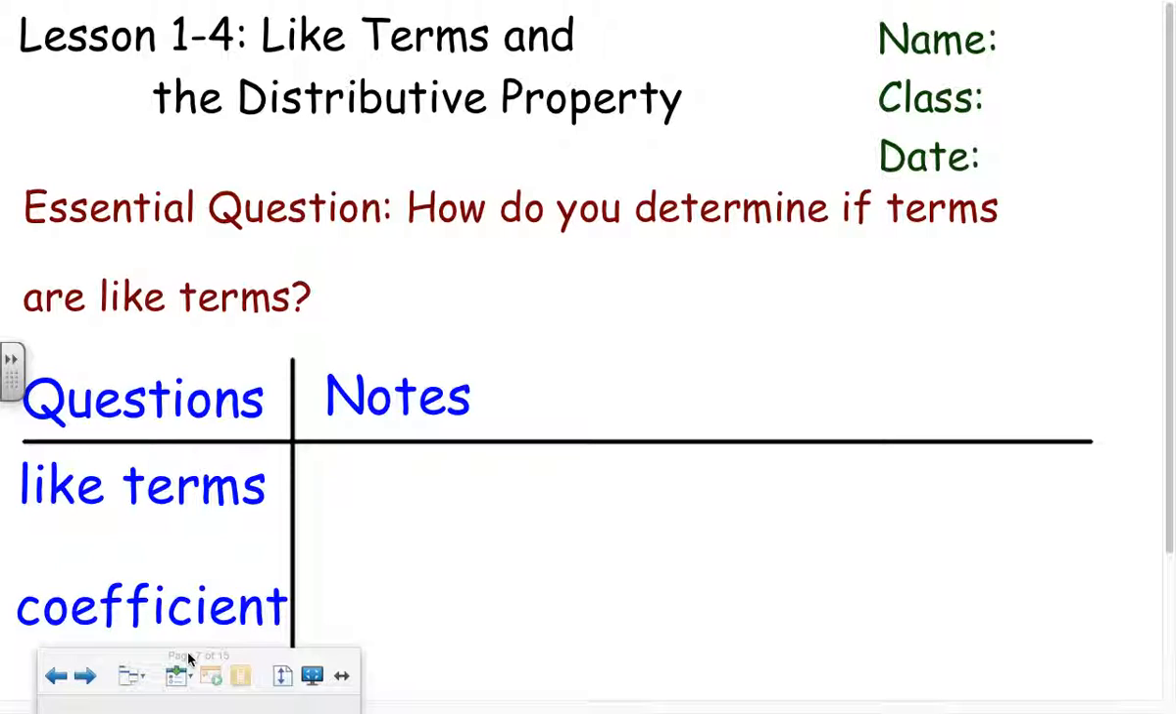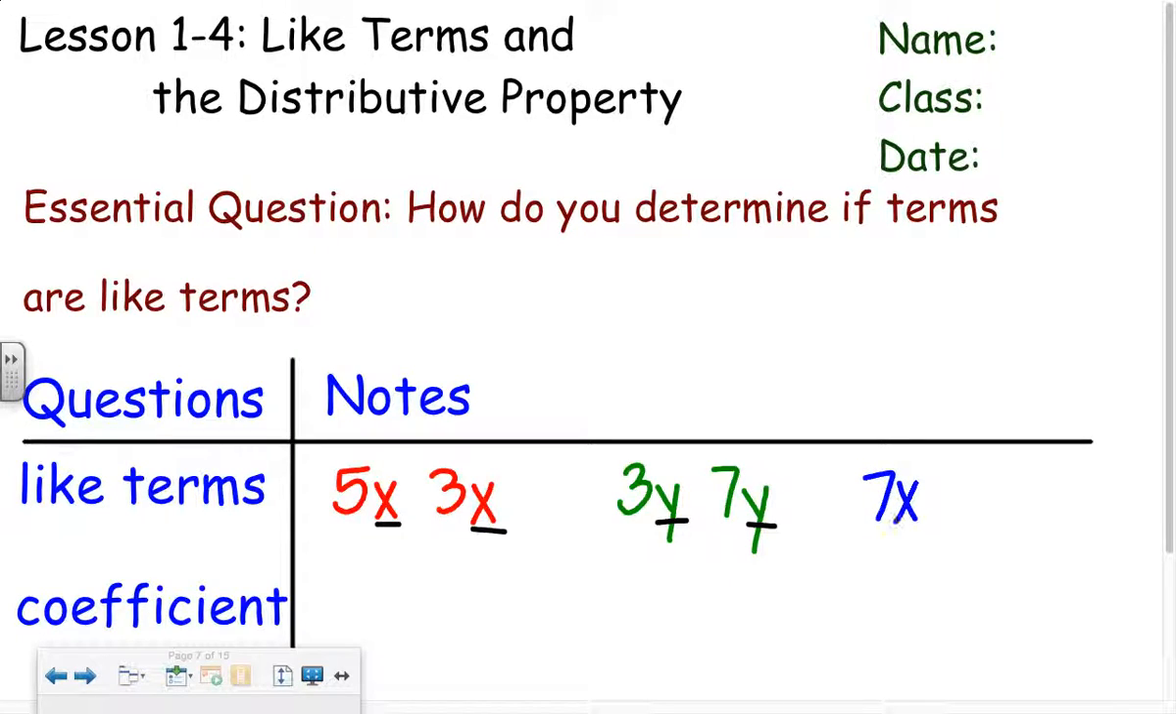Like terms are terms that have the same variable, or the same variable and the same exponent. For example, 5x and 3x are like terms because they both have an x. 3y and 7y are like terms because they both have a y next to them. 7x squared and 3x squared are like terms because they both have x squared.